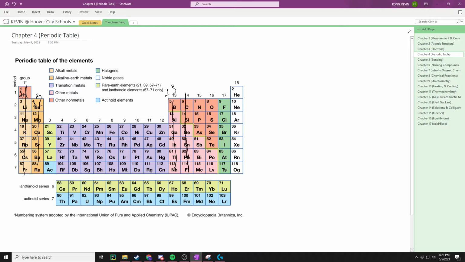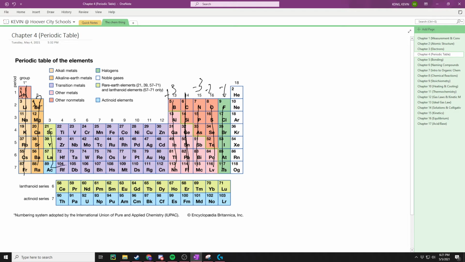Elements here are a little iffy, and we don't touch them too much for ionic bonds, so we don't care too much about their charges. Elements here have a -3 charge. Elements here have a -2 charge, and elements here have a -1 charge.